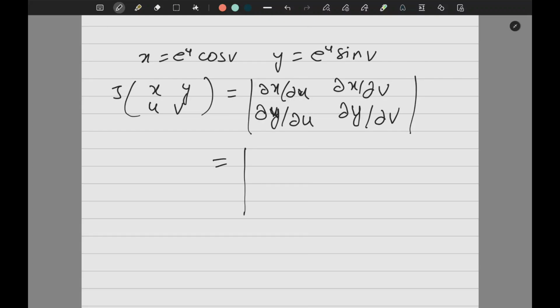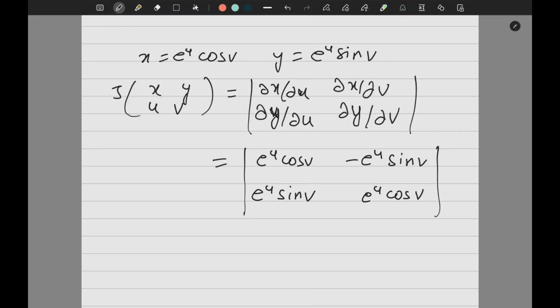What is the value of dou x by dou u here? E to the power u cos v. What is the value of dou x by dou v? Minus e to the power u sin v. Dou y by dou u is what? E to the power u sin v. Dou y by dou v is what? E to the power u cos v.